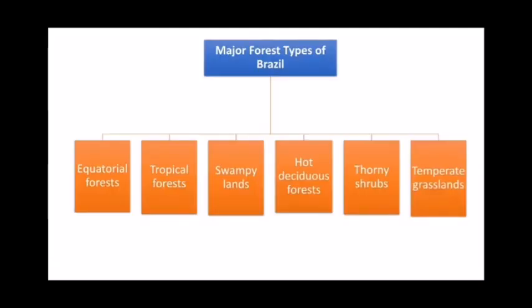So children, the major forest types of Brazil are equatorial forest, tropical forest, swampy lands, hot deciduous forest, thorny shrubs and temperate grasslands. All these forests depend upon the amount of rainfall and the type of physiography. These are the reasons why they have these types of forest.